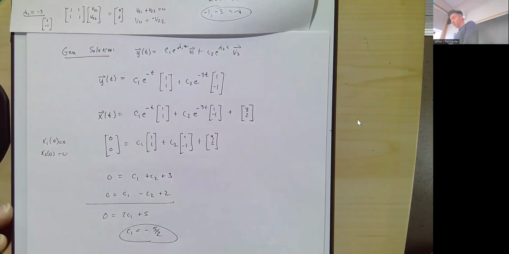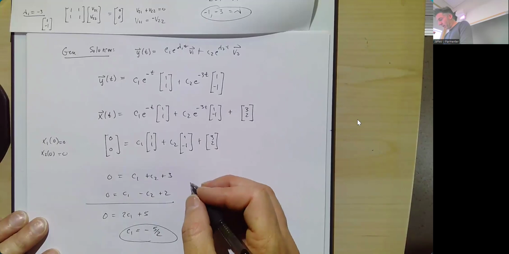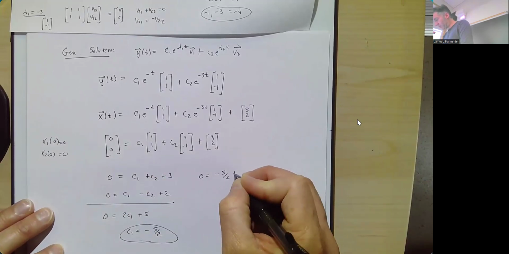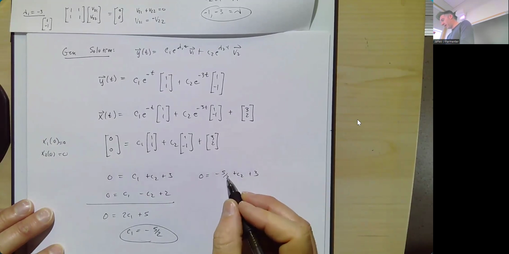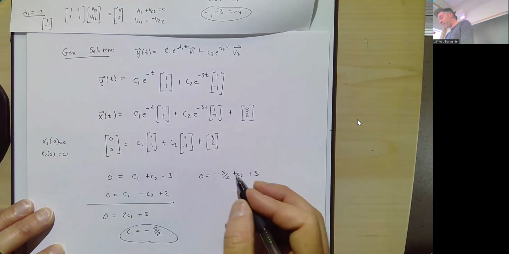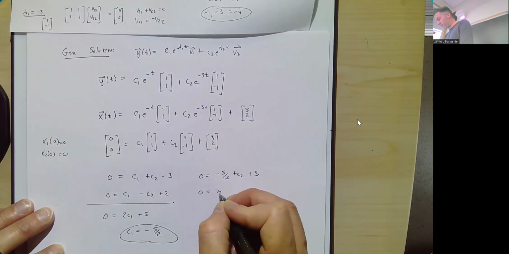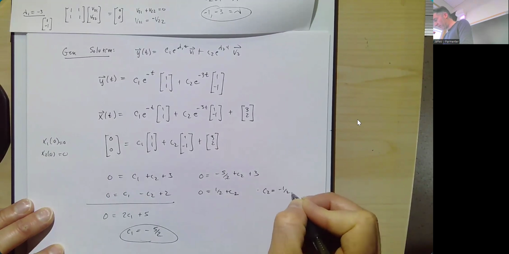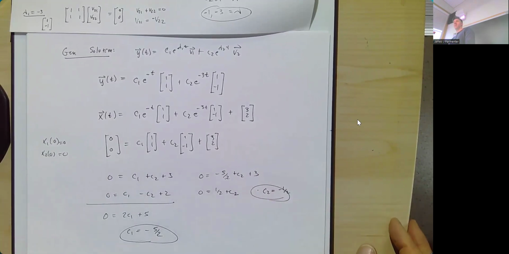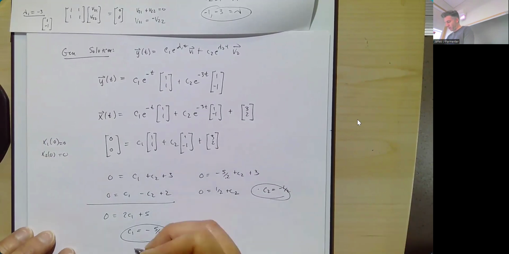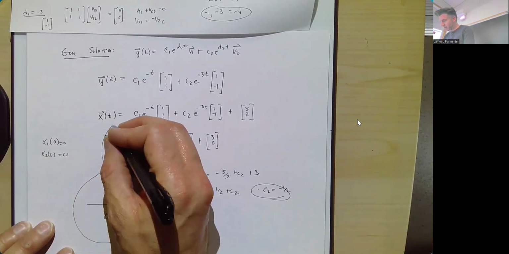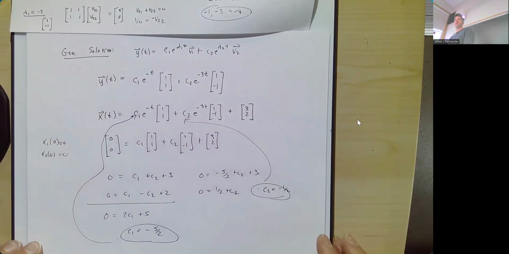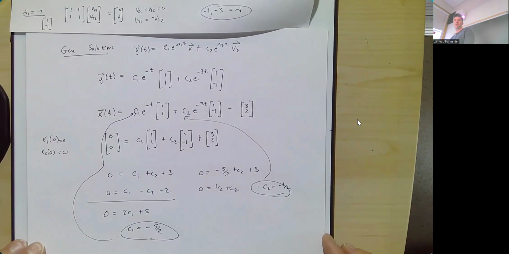And then plug that back into either equation. So let's plug it in the first one: 0 equal to -5/2 plus c2 plus 3. -5/2 plus 6/2 is 1/2. So 0 equals 1/2 plus c2. So c2 is going to be -1/2. And I don't really want to write it out, but you should write it out on the test. Then you would plug those values back in for c1 and c2 to write your final particular solution to this non-homogeneous system of differential equations.